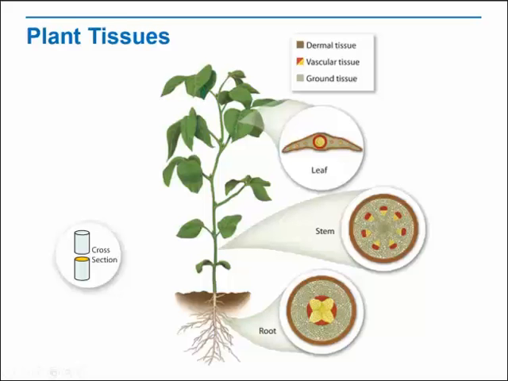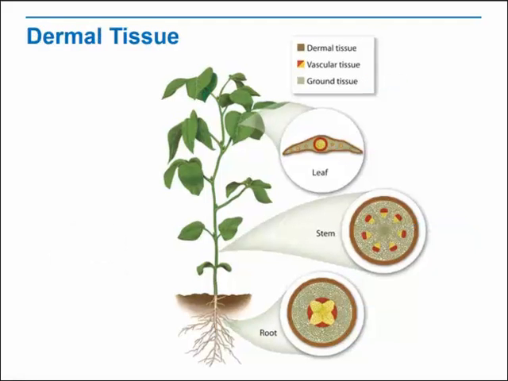What tissue is the outermost tissue in each organ? This is the dermal tissue. Dermal tissue covers the plant. It protects the plant and interacts with the environment. How is the location of vascular tissue different in each organ? Vascular tissue is in the center of roots, forms a ring in stems, and forms a web in leaves.